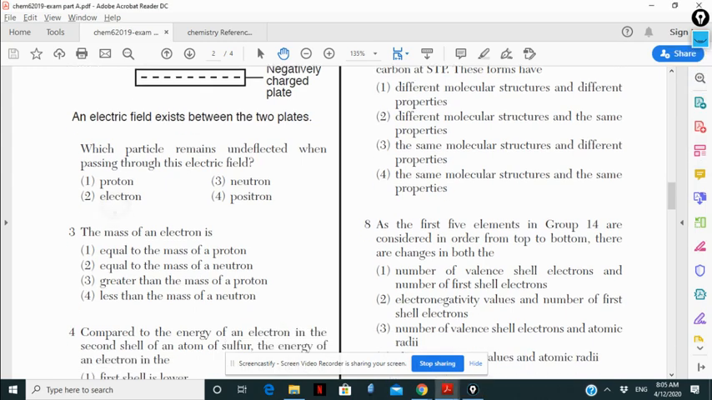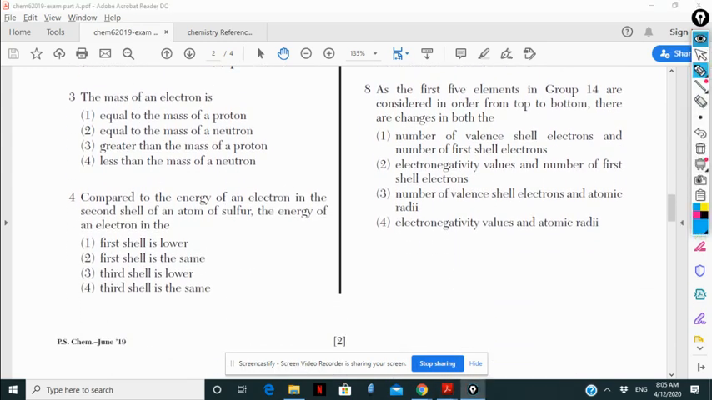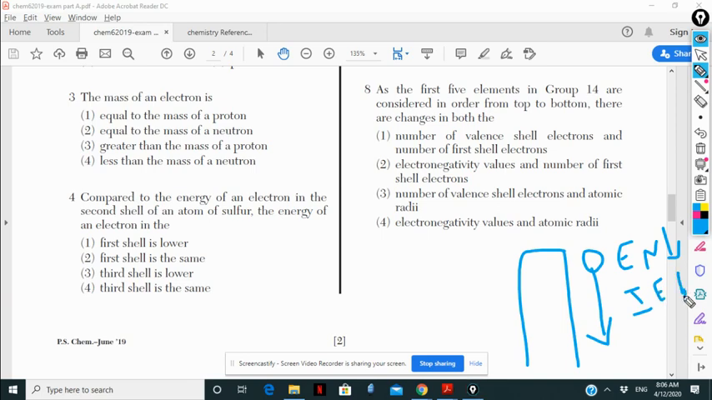Question number 8. As the first 5 elements in group 14 are considered in order. So I have group 14 and it's going from the top to the bottom. That's the direction. If you're going from the top to the bottom, the electronegativity decreases, ionization energy decreases, and the radius increases. These are the characters. So that's the group trend. That's the period and group trend.